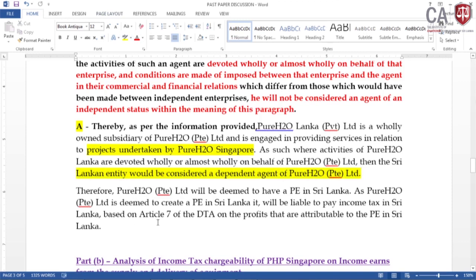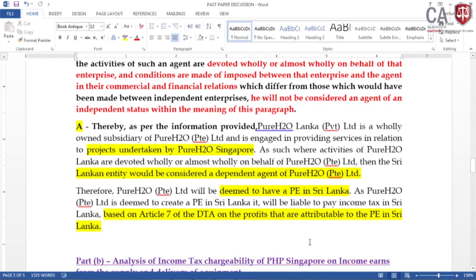Therefore, PHP PTE Singapore is deemed to have a PE in Sri Lanka. It is treated as though it has a PE by way of the dependent agent. As PHP PTE Singapore is deemed to create a PE in Sri Lanka, it will be liable to pay income tax in Sri Lanka based on Article 7 of the DTA between Sri Lanka and Singapore, on what income? Profits that are attributable to the PE in Sri Lanka.